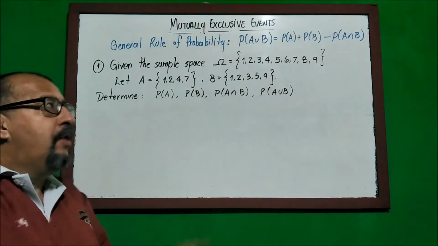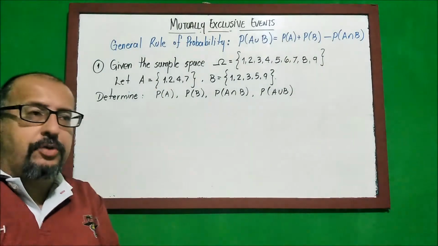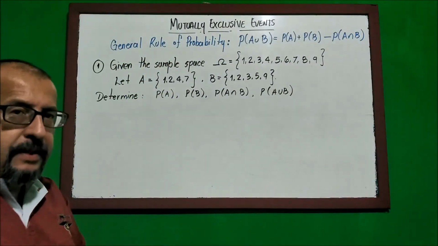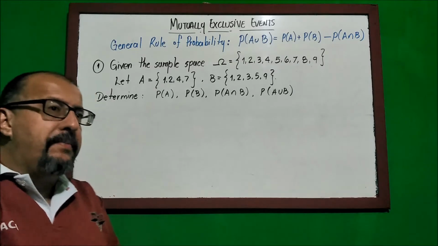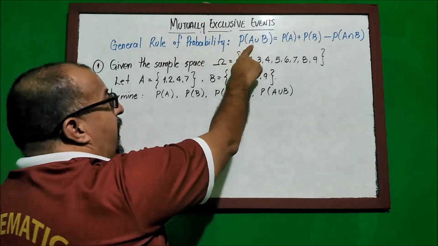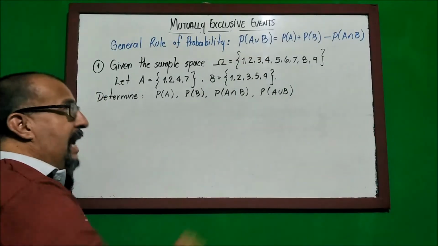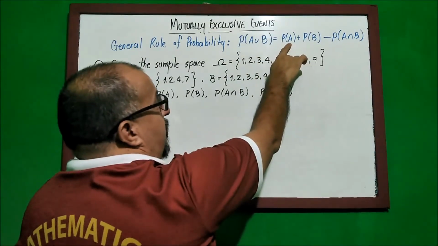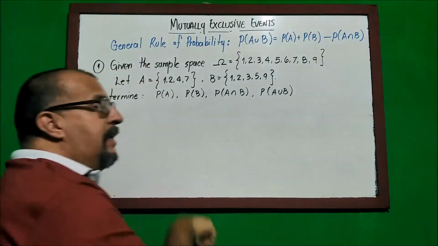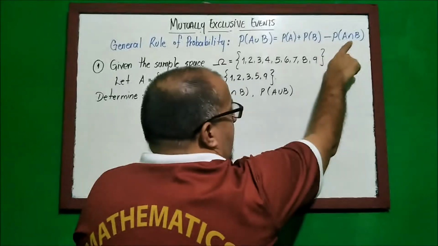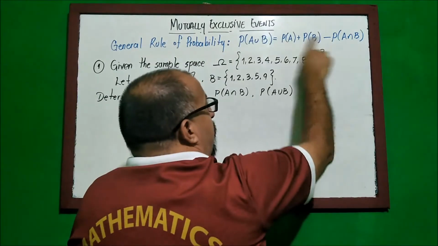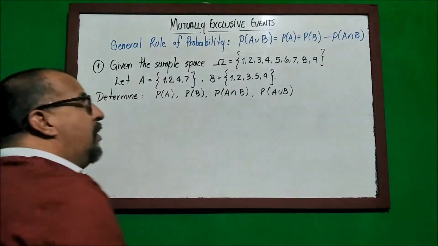Before we start talking about mutually exclusive events, we need to make a small review of what we call the general rule of probability. The general rule of probability means that if I want to determine the probability of A or B, I need to determine first the probability of A, the probability of B, add them, and then check if I have an intersection, and if the intersection exists, then this value will be subtracted from the whole expression.